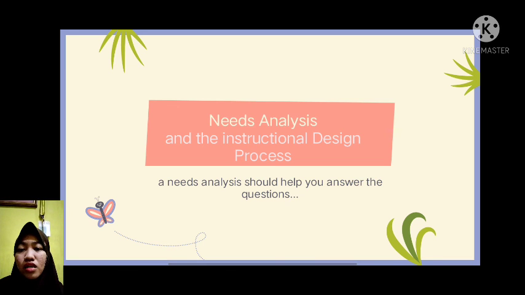Next, who identified the problem or is requesting the change? Next, where will the solution or change need to take place? Next, is instruction the most appropriate means for solving the problem or bringing about the desired change? And the last question is, what is the solution to be developed and implemented?